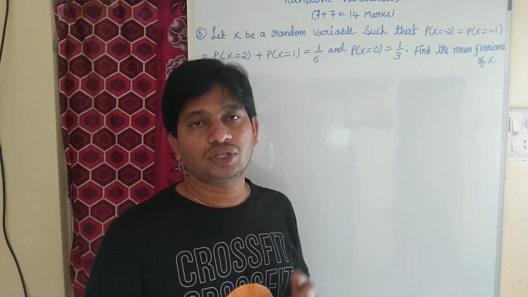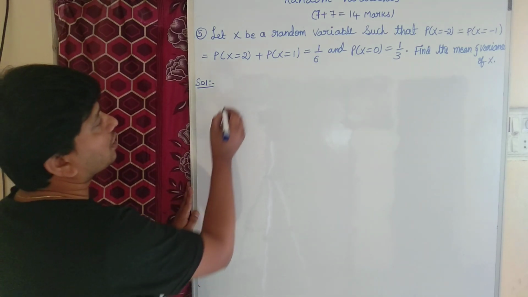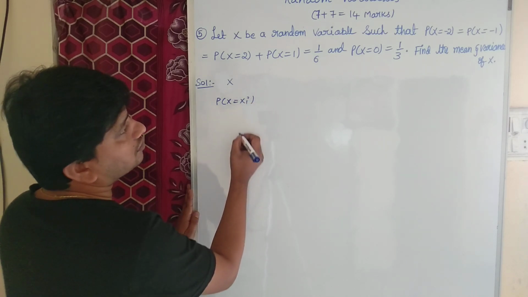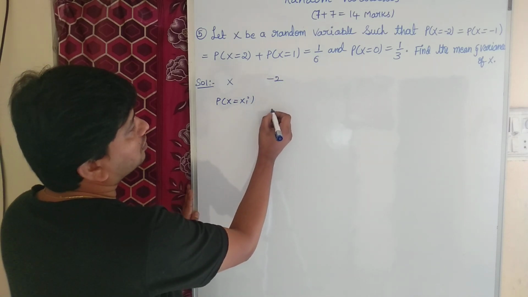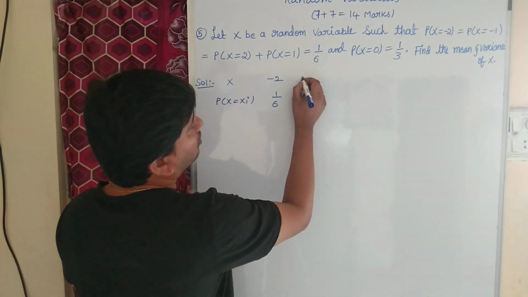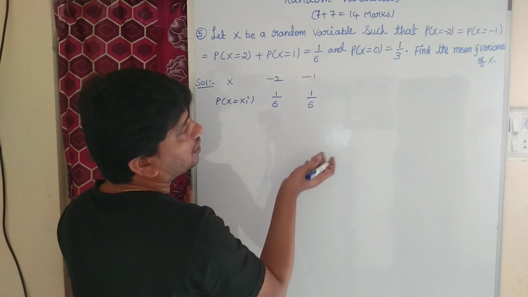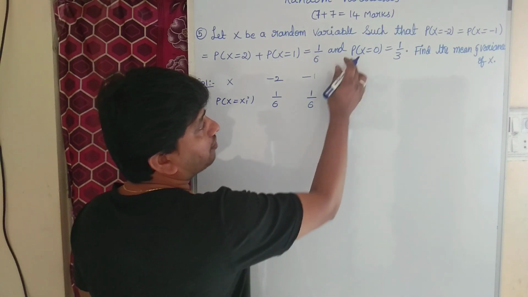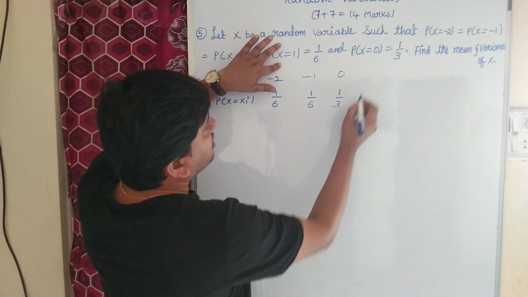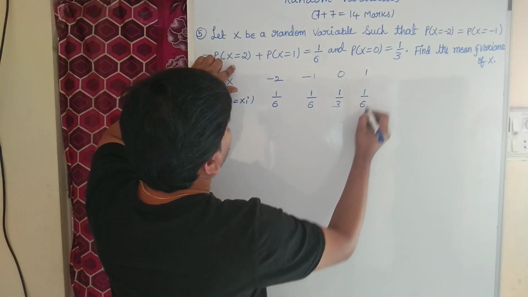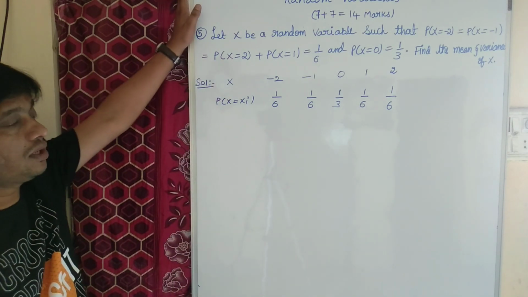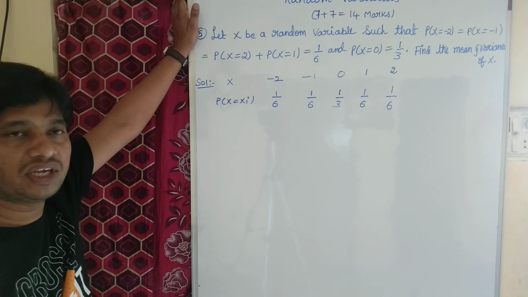Okay, let us frame a table so that easily you can find out. So random variable x and probability p of x equal to xi. When it is minus 2, whose probability is 1 by 6? When it is minus 1, whose probability is 1 by 6? After minus 1, 0 children. When p of x is equal to 0, whose probability is 1 by 3? And then p of x is equal to 1, whose probability 1 by 6? P of x is equal to 2, whose probability is 1 by 6. See, we frame a table, easily we will get the answer now. Mean variance we can find out easily.